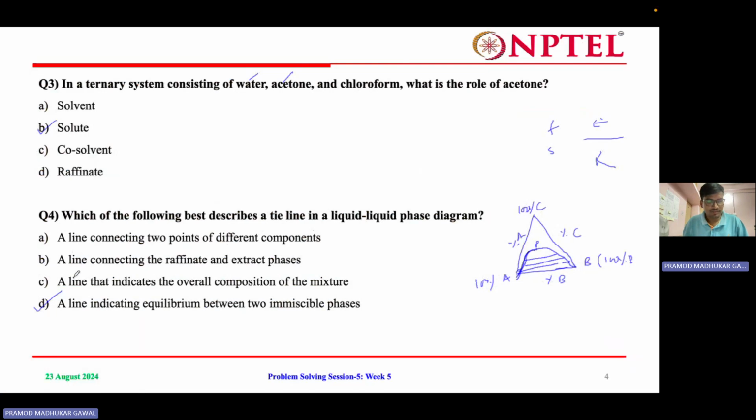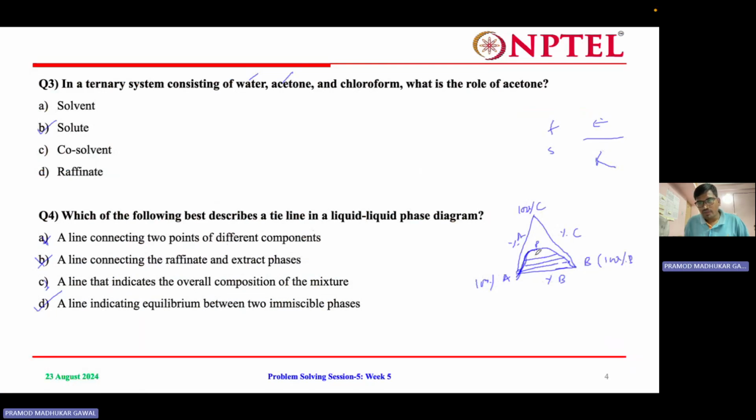So here in the B option, they mention that a line connecting the raffinate and extract phase. Yes, but here one term is missing, that is the equilibrium, right? So this is not a line connecting two points of different components. No, this is also not a line that indicates the overall composition of the mixture. No, right?